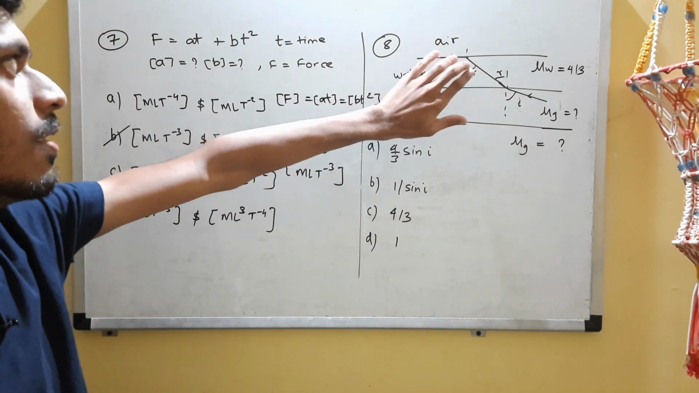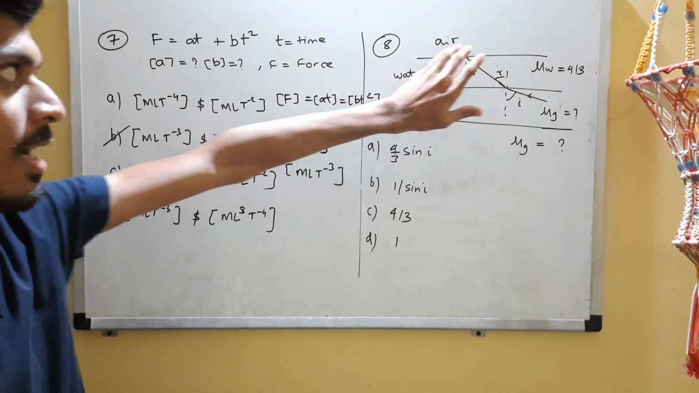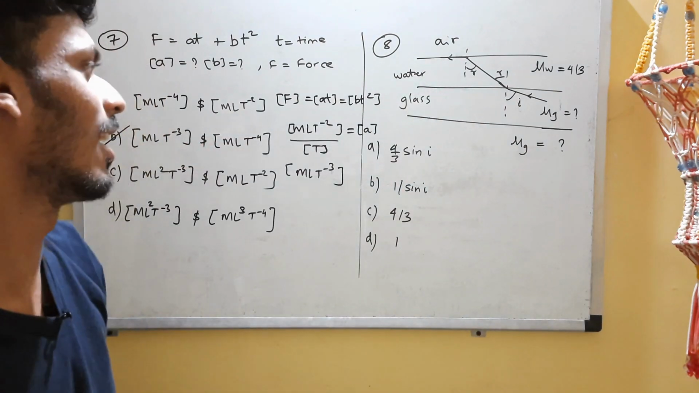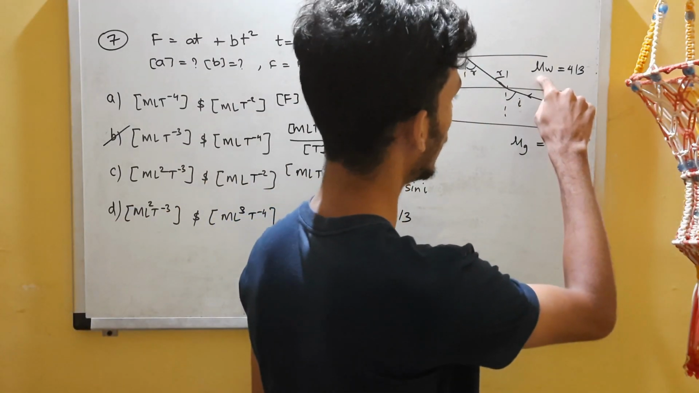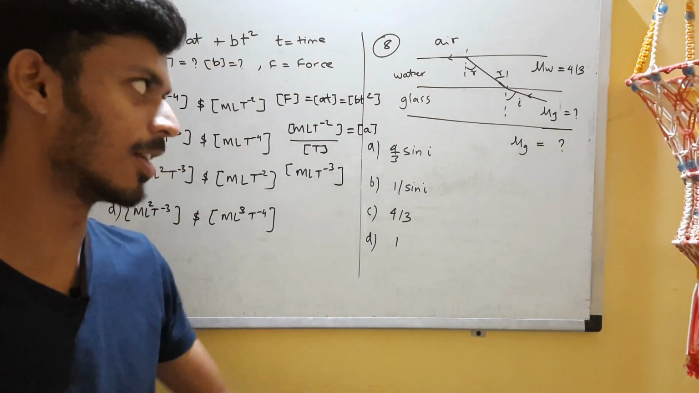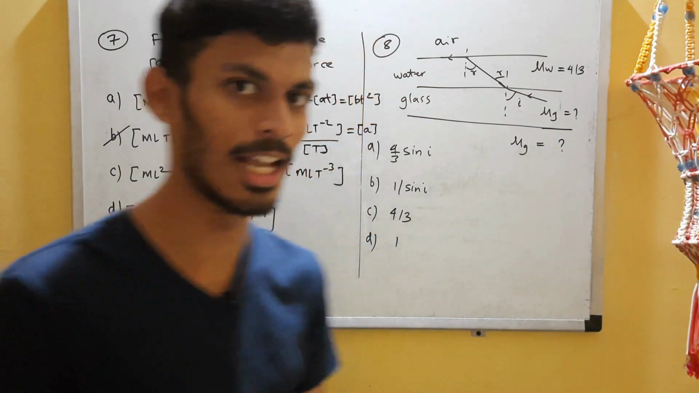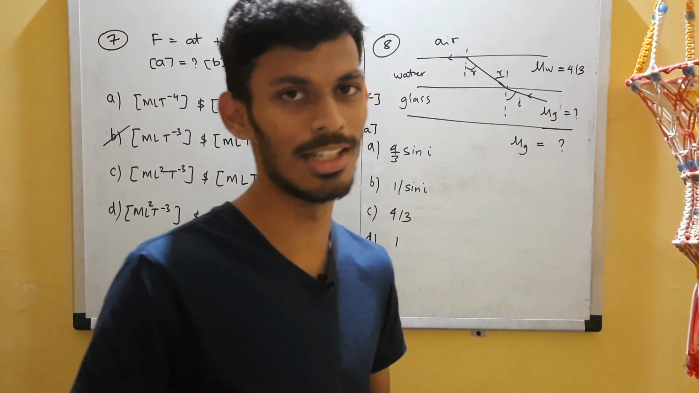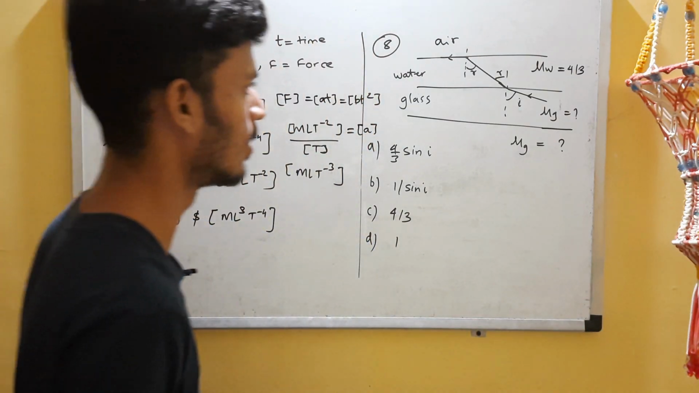Okay, the ray hits the water-air interface and it is grazing emergence over here. So r is nothing but the critical angle. Here we are given the refractive index of water, and we are supposed to find the refractive index of glass. I have a faint memory that we did this question in a series as well. Okay, let's do it again.